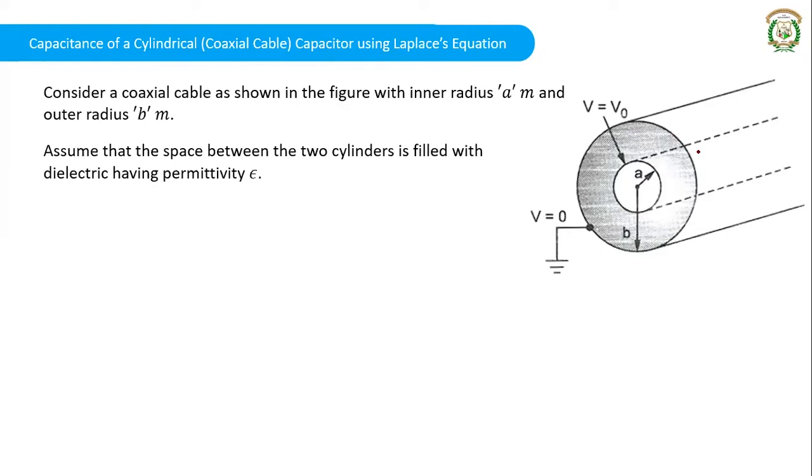Let us assume that the space between the two cylinders is filled with the dielectric. Dielectric means an insulator with permittivity epsilon. The space between the two cylinders is filled with dielectric or insulator having permittivity epsilon.